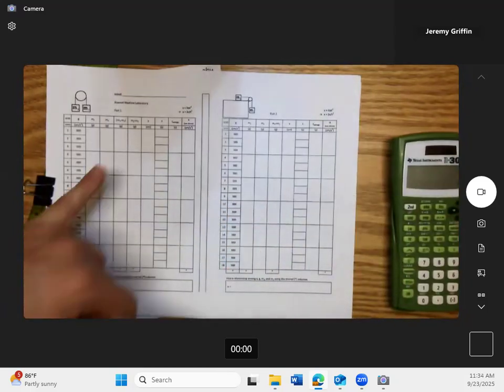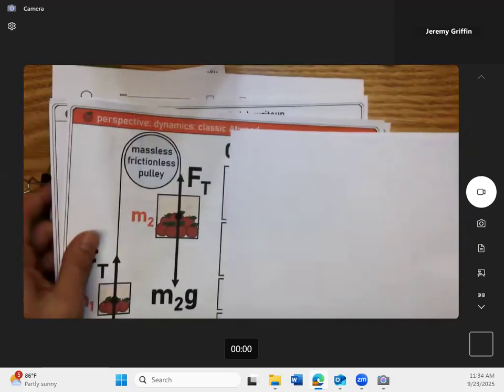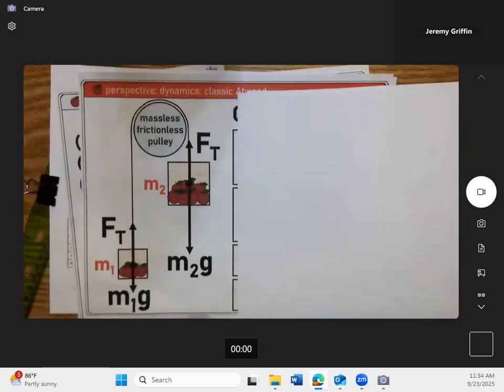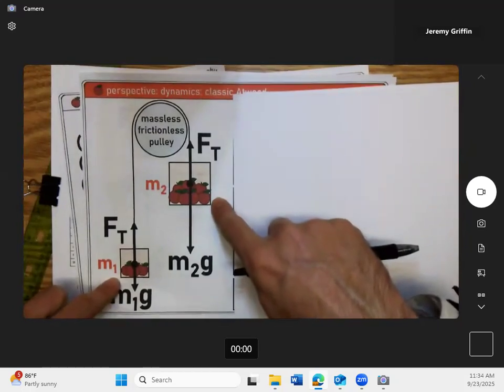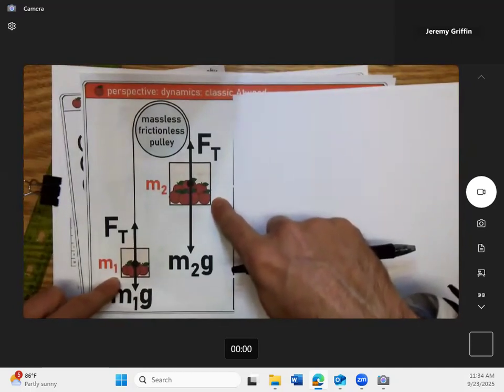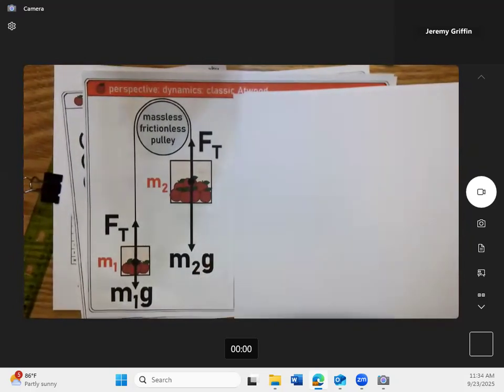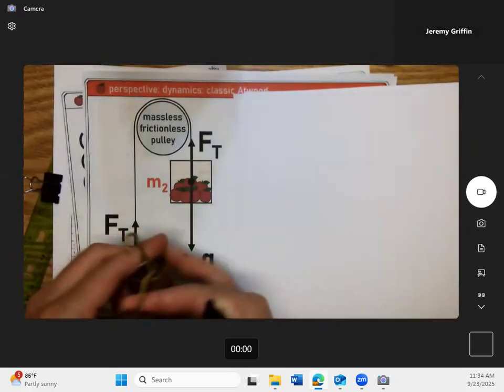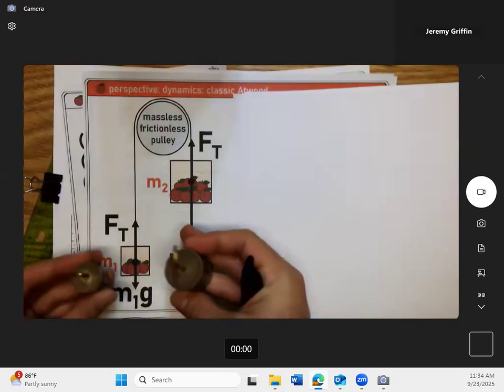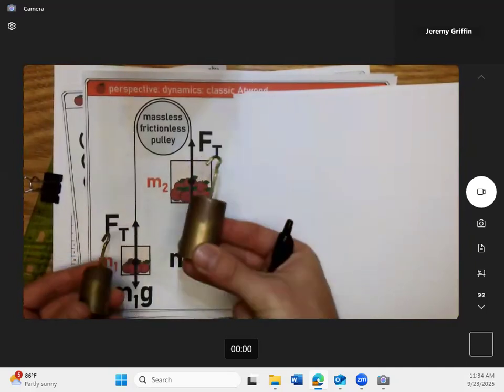Right. So on the left side is this classic Atwood, or sometimes I call this a double elevator. You've got two different weights. The question you're trying to address is what is the acceleration of the system as a function of these input masses, M1 and M2. And so maybe these could be my two masses. I have 100 grams versus 200 grams, for example.